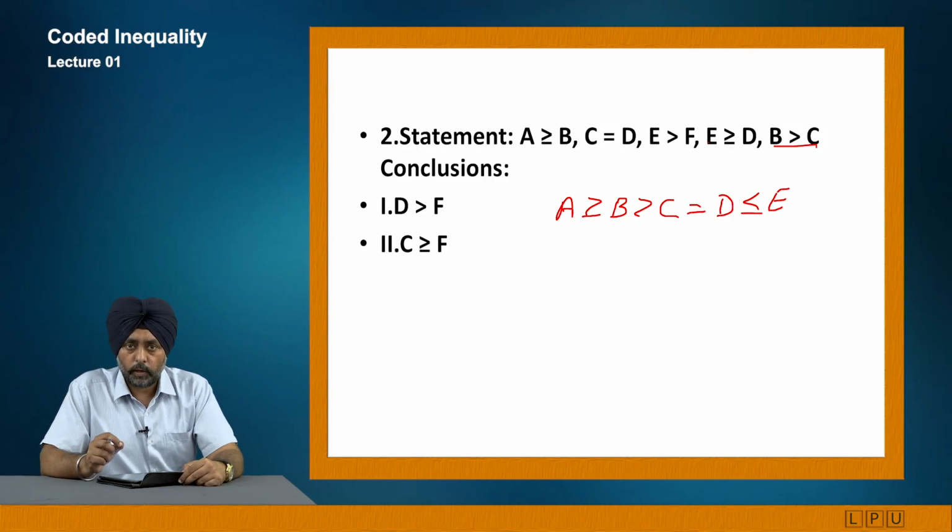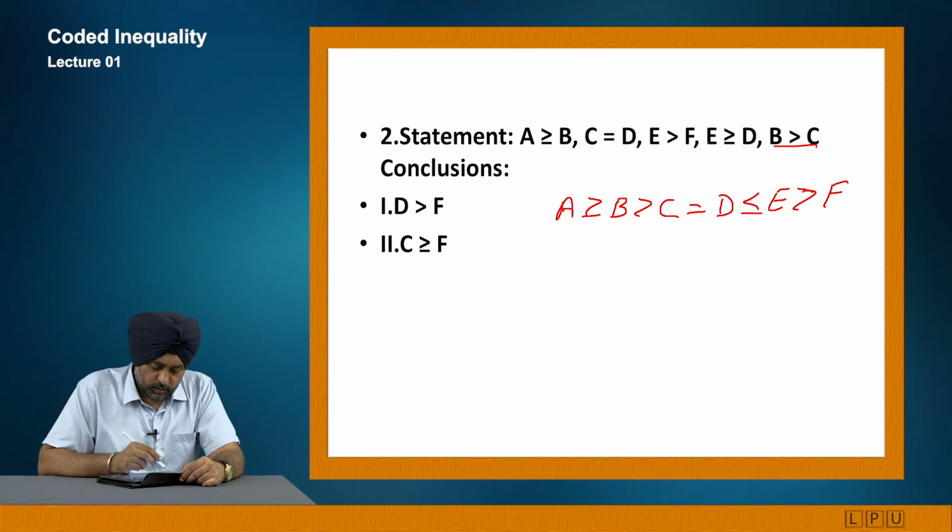Make the relationships proper, put the signs properly very carefully. And then is the relationship between E and F? Yes. E is greater than F. So these are the relationships and we have formed a single statement. Now let us come to the conclusions. First, D is greater than F. We have to see the relationship between D and F.